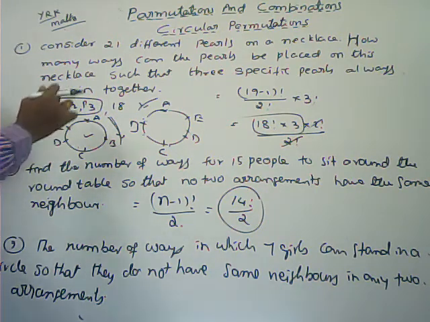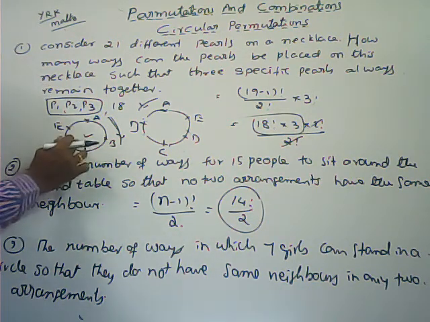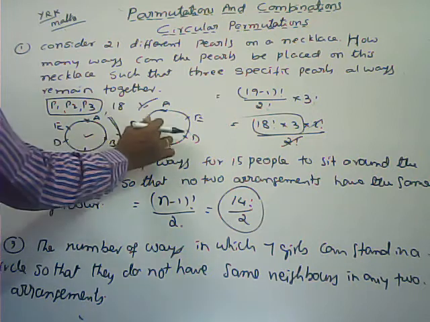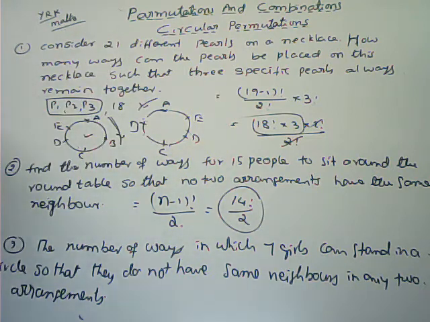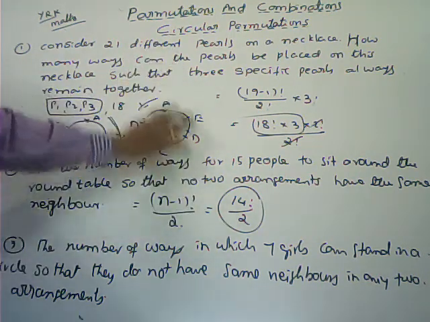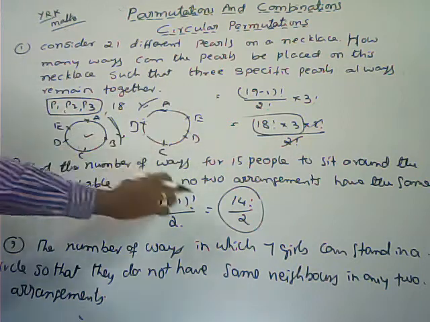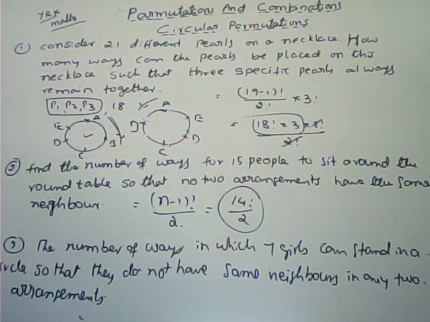Whatever the number of circular permutations there are, the same number should be there on that side also by flipping. They are equal in number. That's why I am removing this half of the circular permutations. That's why n minus 1 factorial by 2. The third one is also the same.